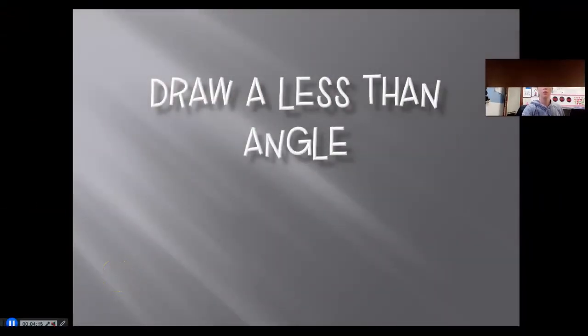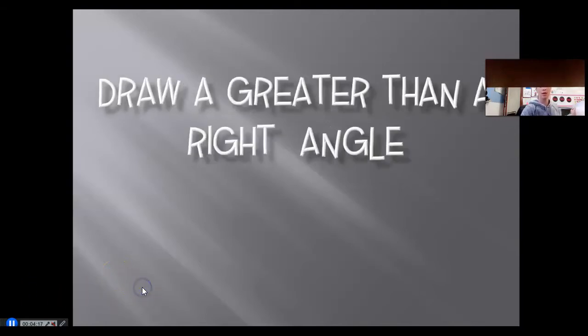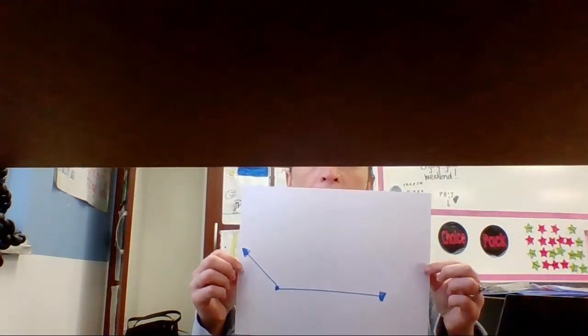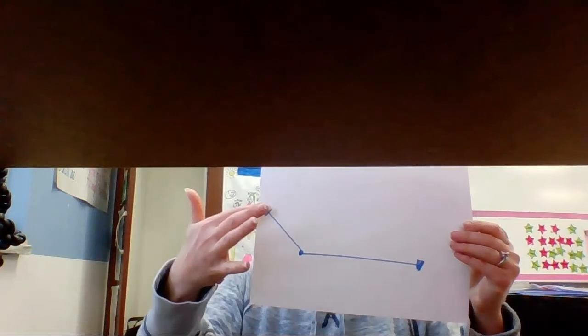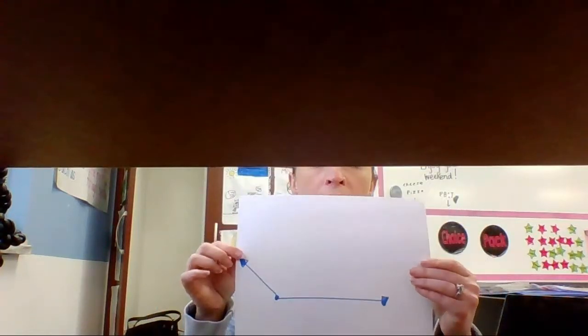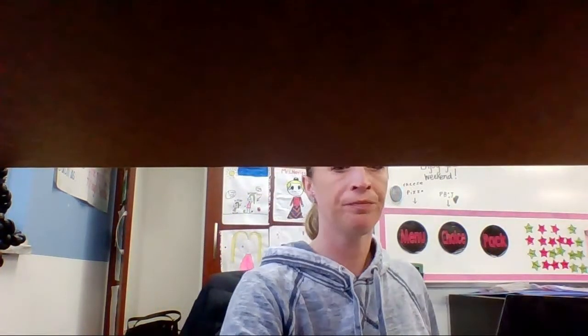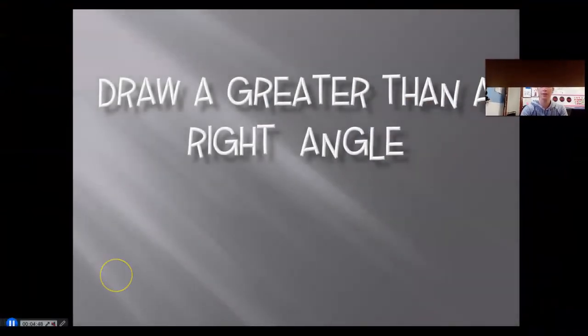All right, can you please draw me a greater than a right angle? If you drew something that looks like this, you are correct. This is a greater than right. Notice that I still started with a point. It has to go behind the L. So this is a greater than right angle. All right, kiddos, let's do another one.